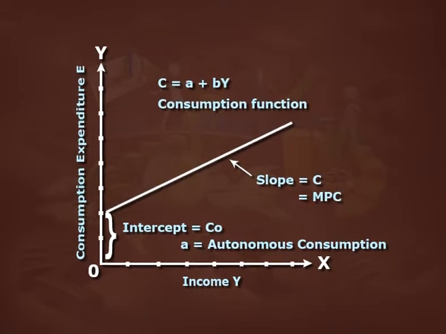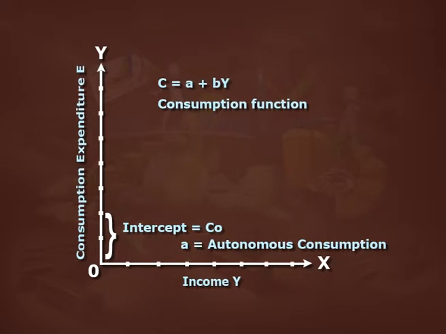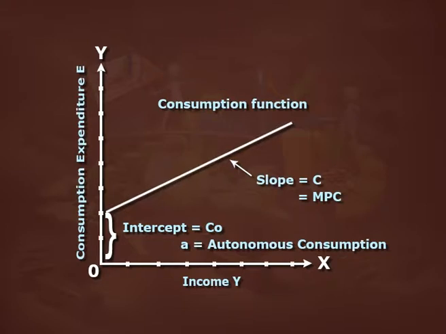We can see that the y-axis shows consumption expenditure C, while the x-axis shows income Y. The slope represents marginal propensity to consume, that is MPC. In this figure, we also represent that C = A + bY, which is the consumption function. Here, the line is linear because MPC is constant.